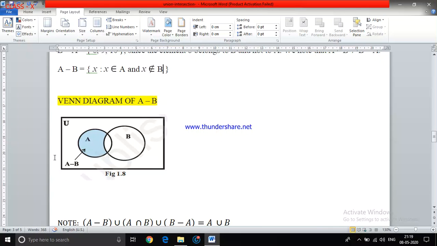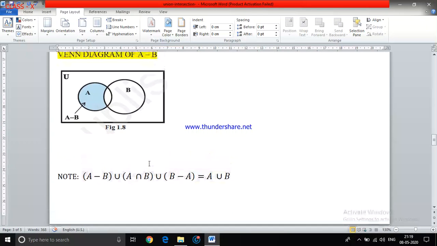Now if you understand, what about the B minus A portion? If I want the B minus A Venn diagram, what circle will come? So in your notebook, please draw the diagram of B minus A also. How does the B minus A Venn diagram look? Start from here. This circle will go here, then it will go here. This entire part will be B minus A.